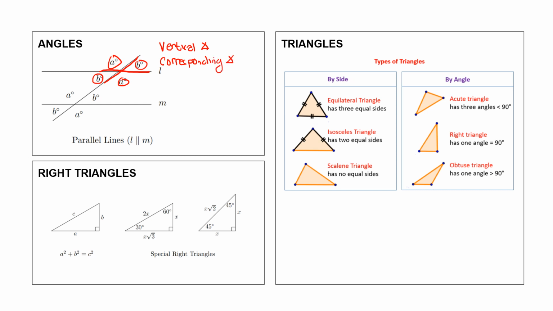Now when we have corresponding angles, that's when we have two parallel lines, like in the diagram shown, that are cut by a transversal, which is what this line is called. Now, when we do that, corresponding angles are equal. So that's this angle, which is an angle formed by the transversal and line L, and this is the corresponding angle, where that transversal meets line M.